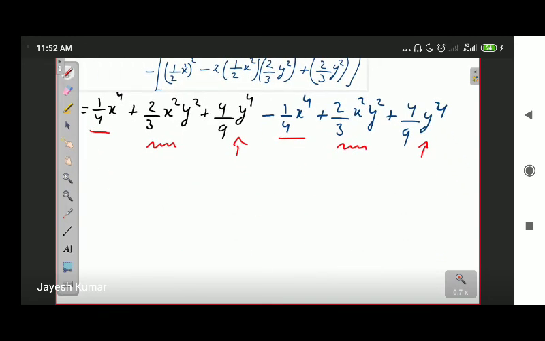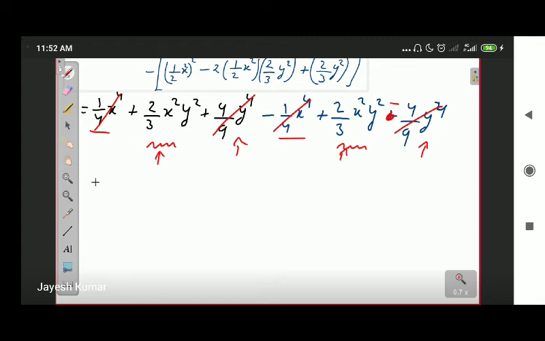Okay. See, 1 upon 4 x to the power 4 minus 1 upon 4 x to the power 4. Both of them cancel out because signs are same, coefficients are same, terms are like terms. Same thing goes with this, which will be a negative sign. Same thing will go with 4 by 9 y to the power 4, 4 by 9 y to the power 4. Now the remaining terms are this.